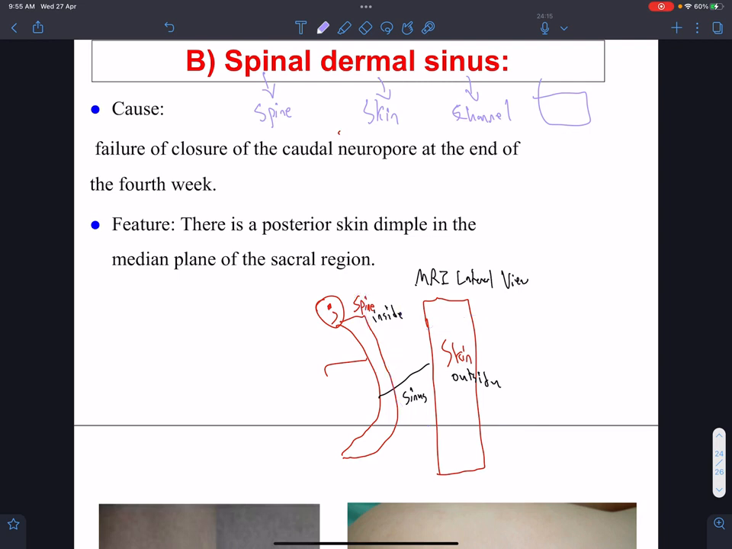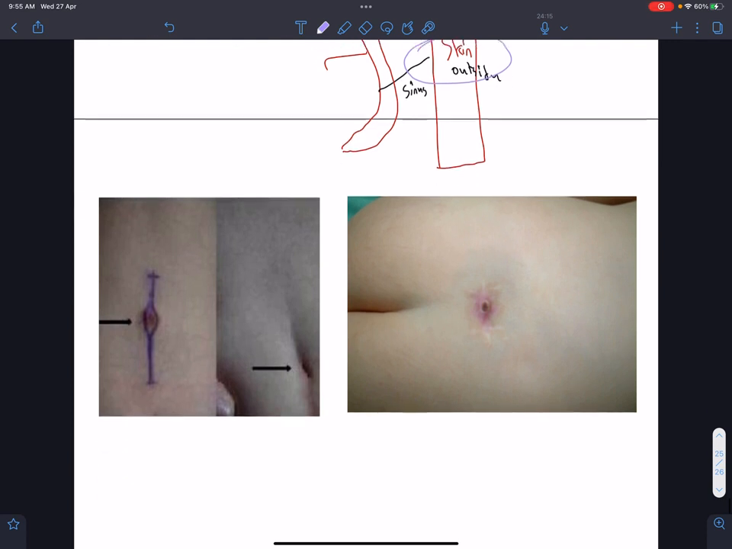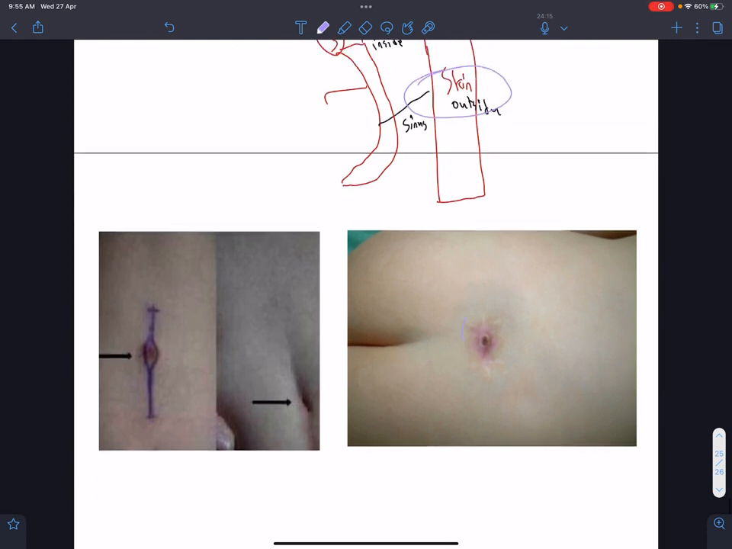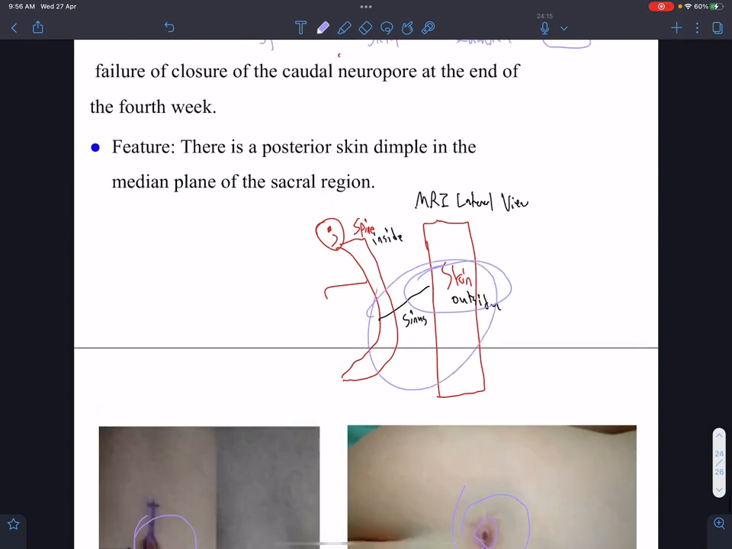So what is the feature of the spinal dermal sinus from the outside, the tract in the skin? This is what it would look like from the outside. This is the tract from the outside. You'll see the presence of a hyperpigmented dimple right here in the back, in the sacral region, here as well. And if you did a sagittal view, this is what you would see. You would see a tract or a sinus between the spine and the skin.